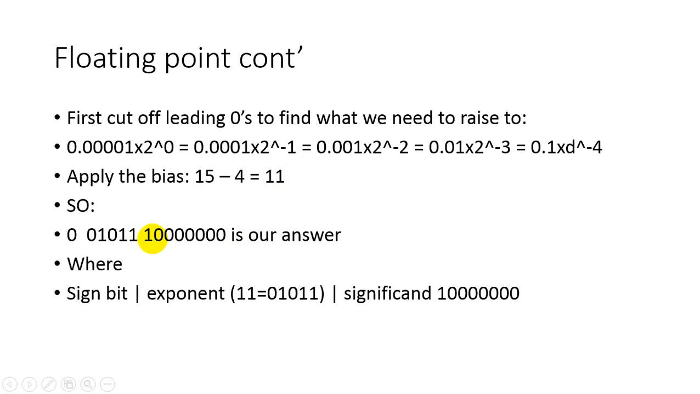And then with our 0.03125 here, the exponent equals 0, 1, 0, 1, 1. The significand is 1 with 7 trailing zeros.